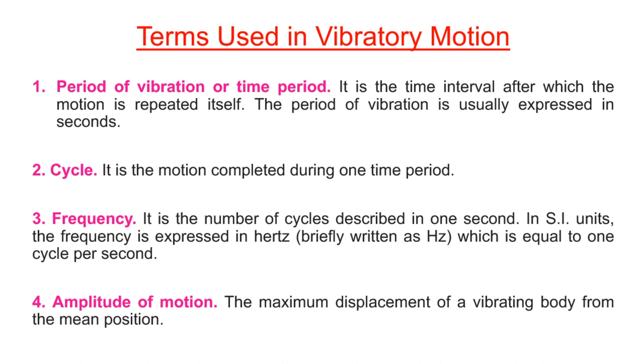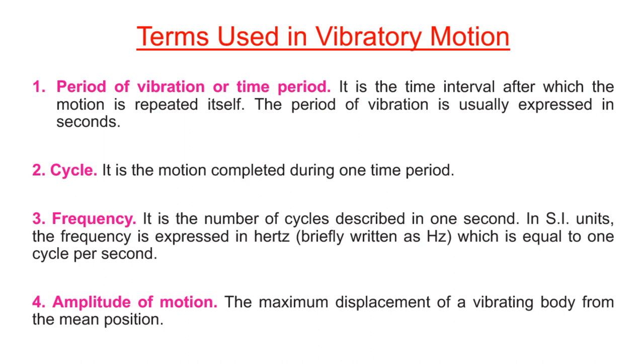Second is cycle. It is the motion completed during one time period. Third, frequency. It is the number of cycles described in 1 second. The SI unit of frequency is hertz, which is represented by capital H, small z. It is equal to 1 cycle per second. 1 hertz is equal to 1 cycle per second, and frequency is the number of cycles described in 1 second.